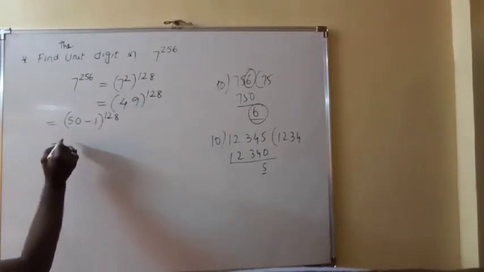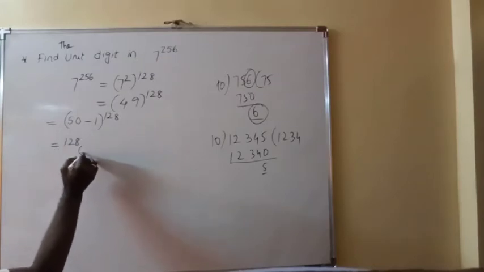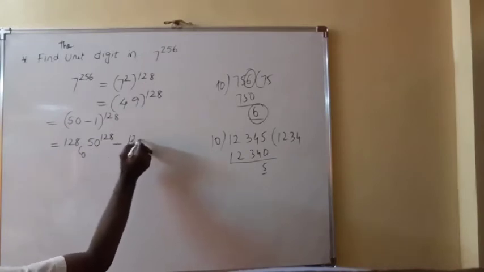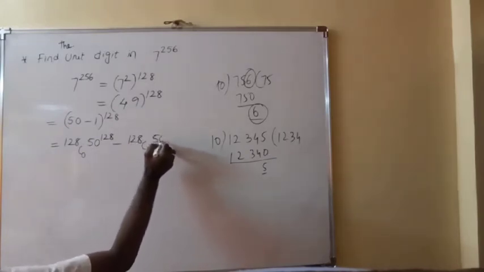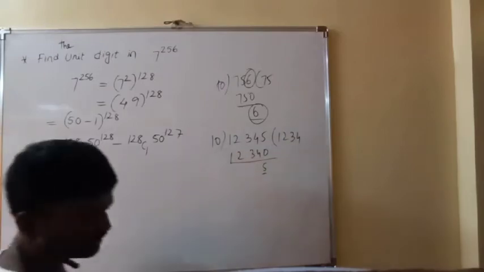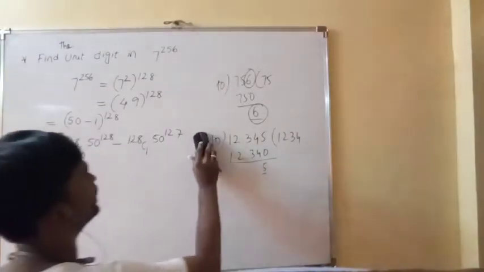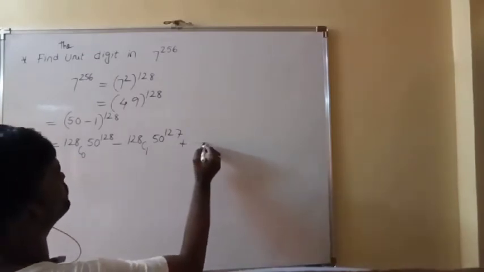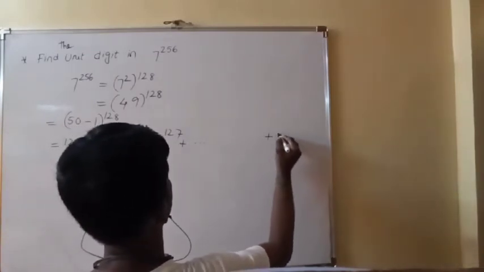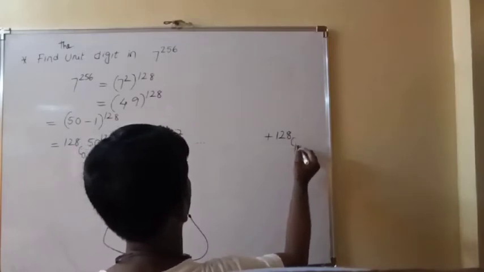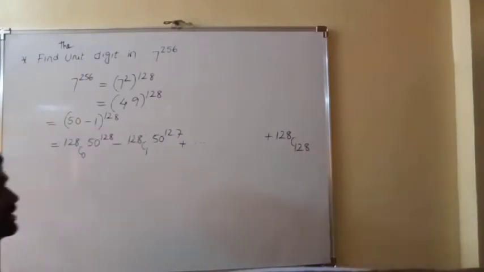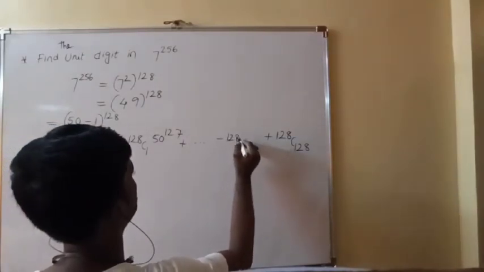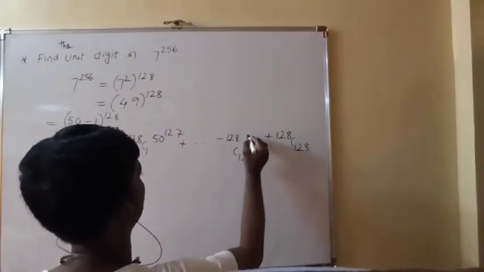Now expand using the binomial theorem. What do you get? 128C0 50 power 128 minus 128C1 50 power 127. Next term, what do you get? 128C2 50 power 126, and so on. And what will be the last term? 128C128, 50 power 0. And the term before that, what you will get? Minus 128C127 50.